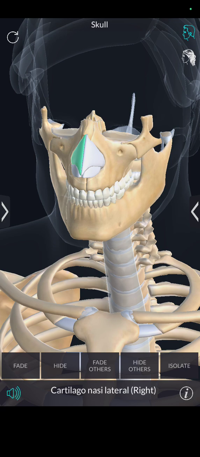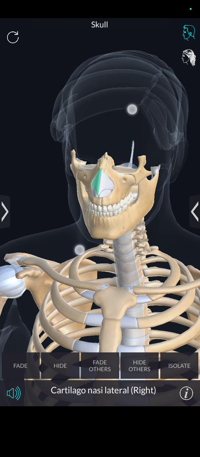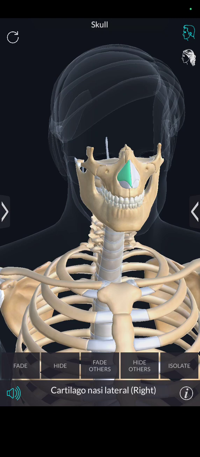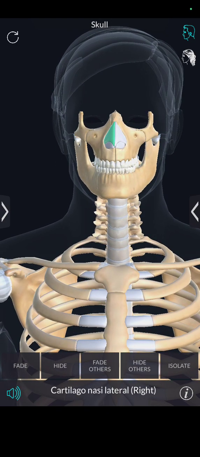The lateral cartilage, upper lateral cartilage, is situated below the inferior margin of the nasal bone, and is flattened and triangular in shape. Its anterior margin is thicker than the posterior, and is continuous above with the septal nasal cartilage, but separated from it below by a narrow fissure. Its superior margin is attached to the nasal bone and the frontal process of the maxilla. Its inferior margin is connected by fibrous tissue with the greater alar cartilage.